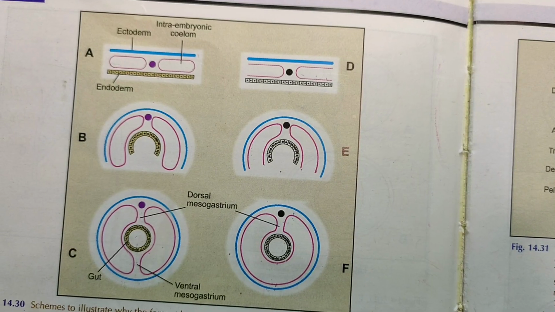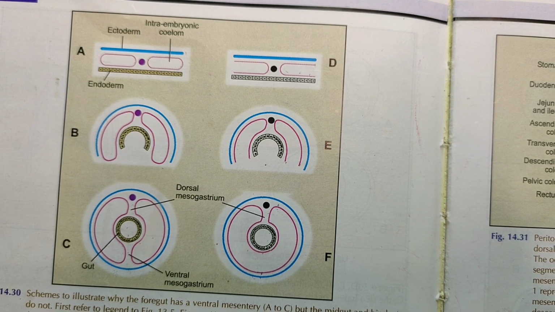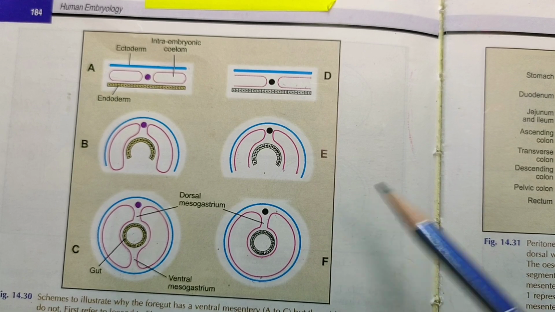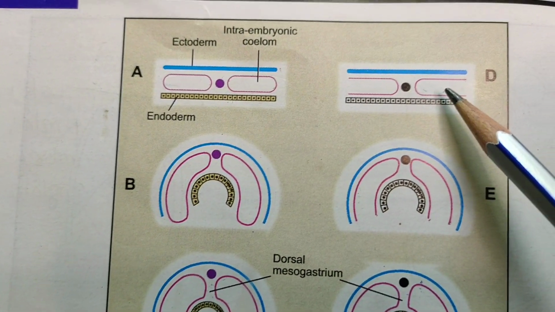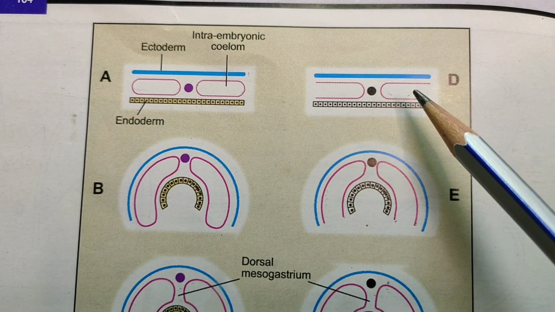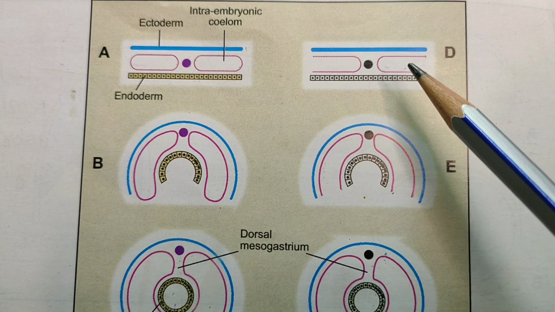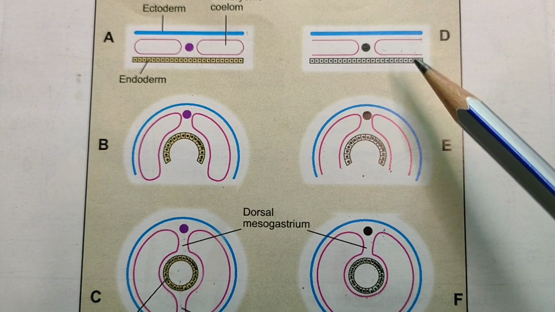Now I am going to make a video on the development of the pancreas. So this is the development of the gut. This is the trilaminar germ disc. Within this trilaminar germ disc, this is the intraembryonic mesoderm. So this is somatopleuric and this is splanchnopleuric intraembryonic mesoderm.